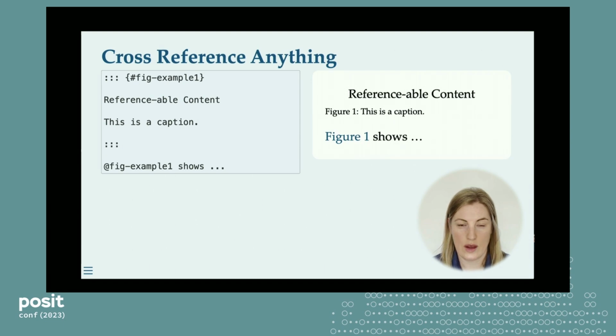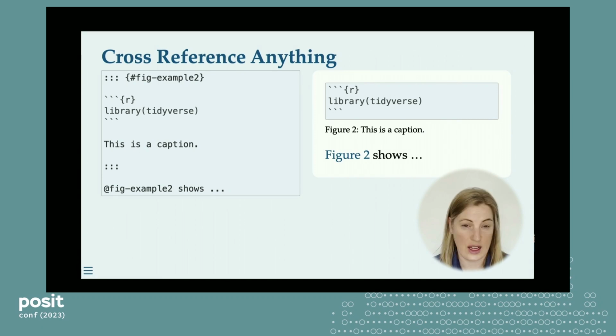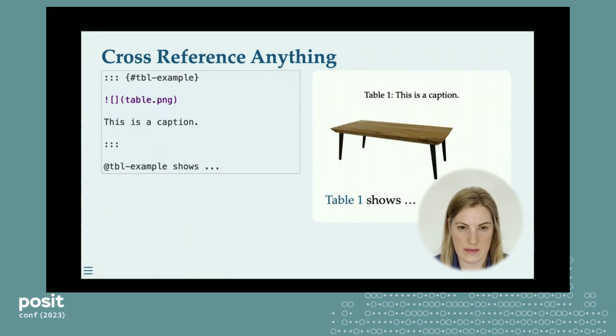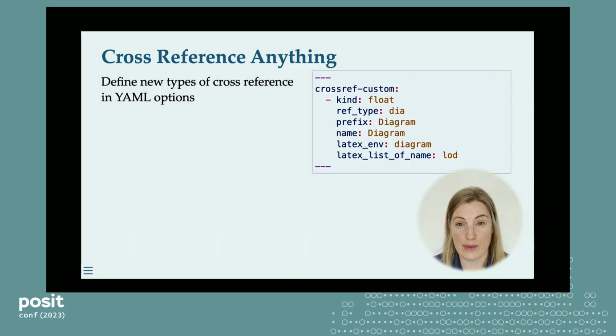With this new syntax, I can put almost anything inside this div. I could put a code cell inside and call it a figure, or I could put an image inside and by changing the prefix to TBL, call it a table. The other new thing you'll be able to do is define custom types of cross-reference in your YAML.